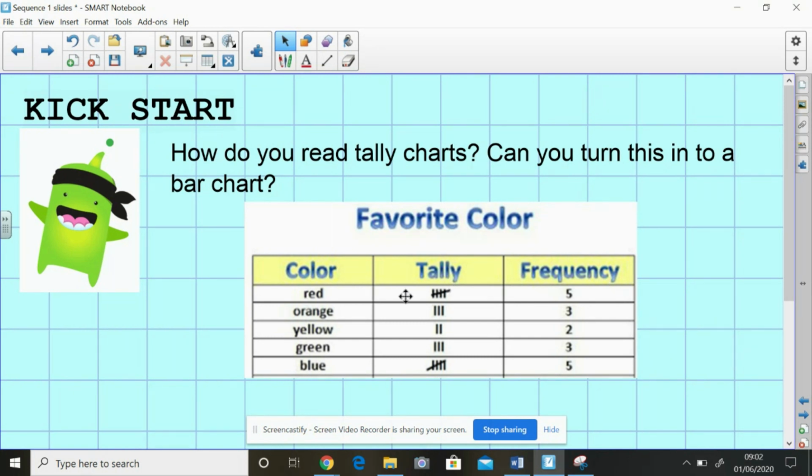So let's look at this one. Red, the tally is 5, and then the frequency obviously is 5. Orange, what is the tally for orange?